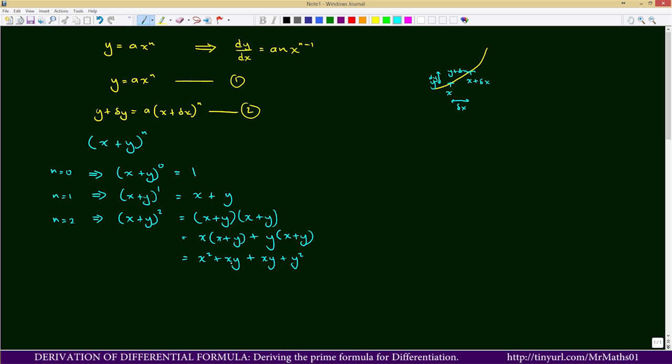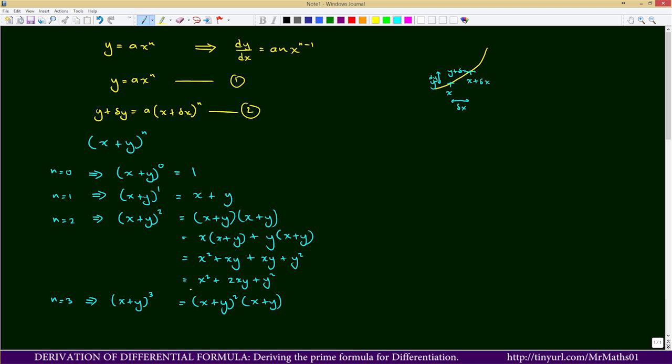Now we add up all the like terms, which are xy and xy. So we have x squared plus 2xy plus y squared. That is quite simple, and things get a little more tedious if n is equal to 3. Then that is x plus y multiplied with itself 3 times, or I can write it as x plus y squared times x plus y.